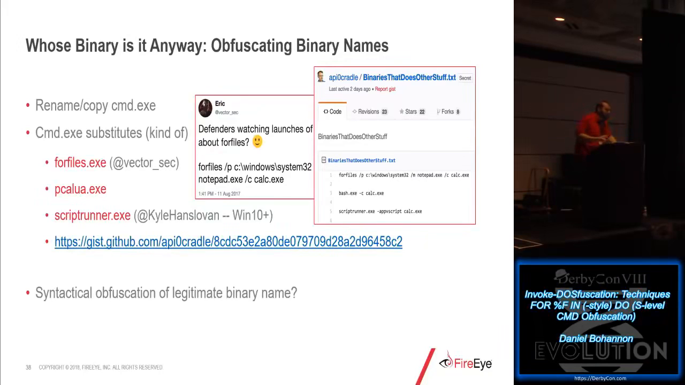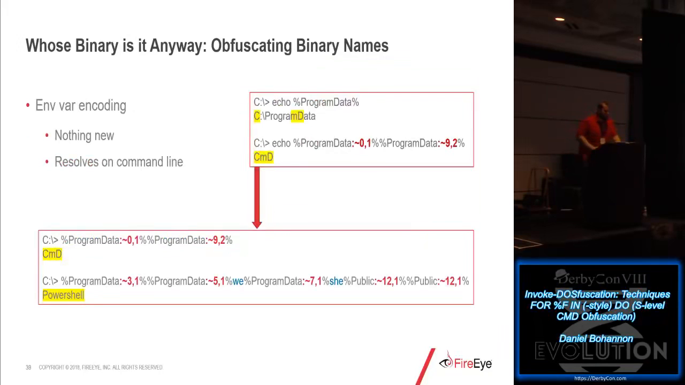So it's syntactical obfuscation of the legitimate binary name. So what do I mean by that? Well, one thing we can do is use environment variable encoding. There's a lot of default environment variables in Windows, as with any operating system, and what we can do is extract substrings of that.